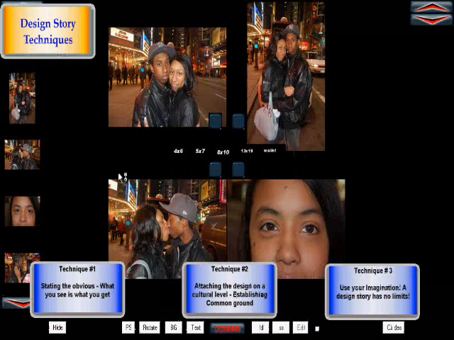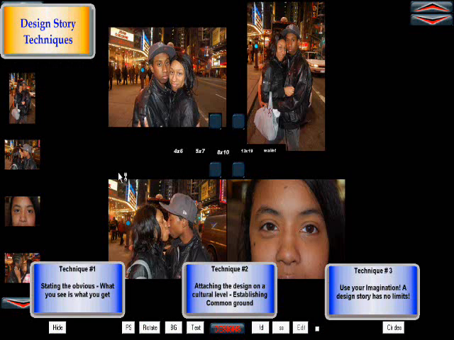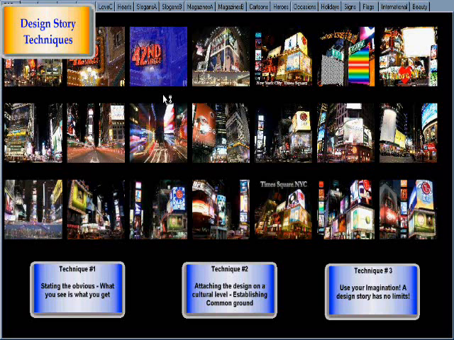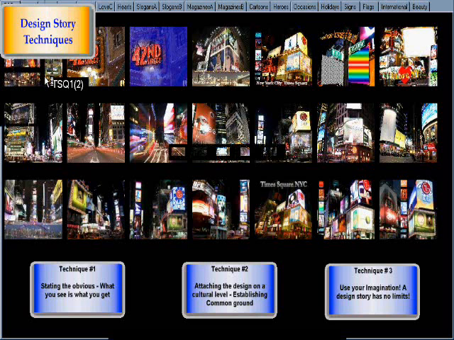Okay, great. So now we've entered the program. First, let's make a design by selecting our first picture. Great. Now let's select a second picture so we can create the design. Great. Now, if you can see on the bottom, I've annotated 3 techniques that you can use when creating a design. Design number 1 is stating the obvious. What you see is what you get.